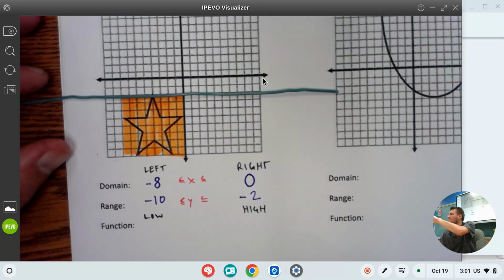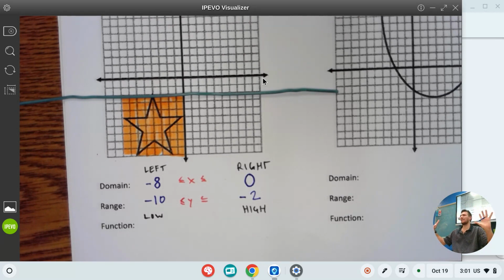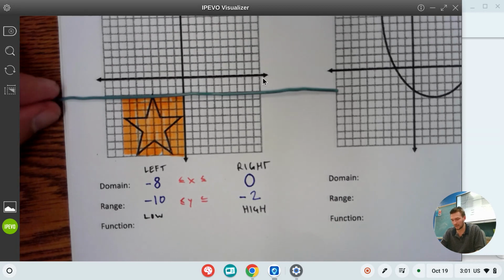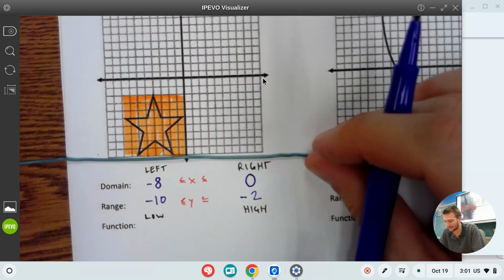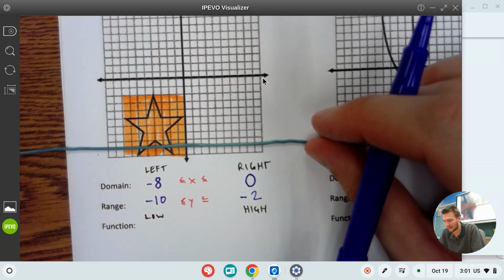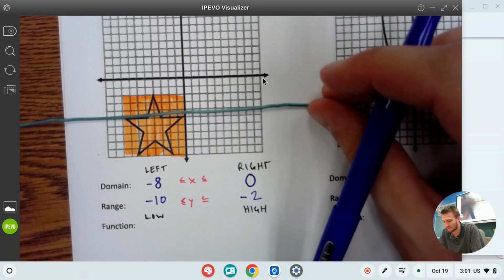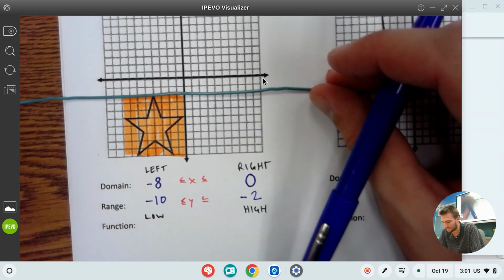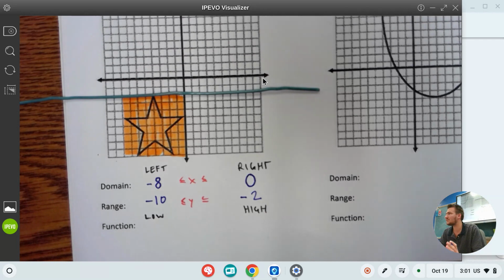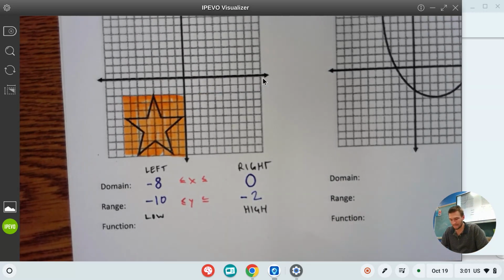So hold up. Just take one deep breath. You're right. The star is 8 tall, but if we count, that's negative 10, negative 9, 8, 7, 6, 5, 4, 3, 2. The top of it is at negative 2. So you're not really counting how big the shape is. You're trying to count off where those edges are.